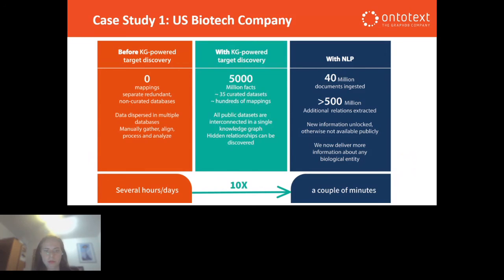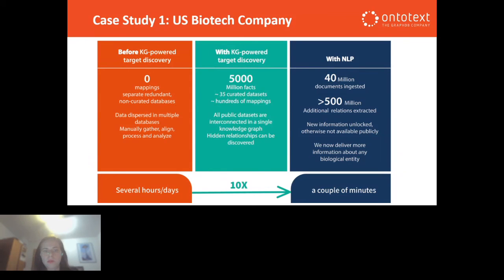And alone, this already helps the researchers to be way more efficient because they can find all information that they need in one place. There are also additional insights that are inferred. So the innovation potential also grew significantly. And then they decided also to add NLP-generated data from about 40 million documents, which generated further 500 million facts. All of this was also integrated into the same knowledge graph.